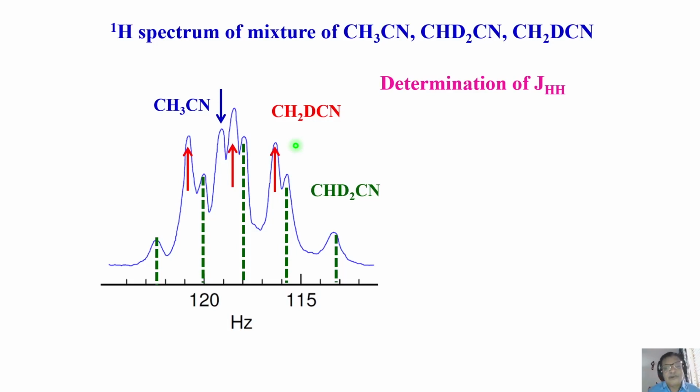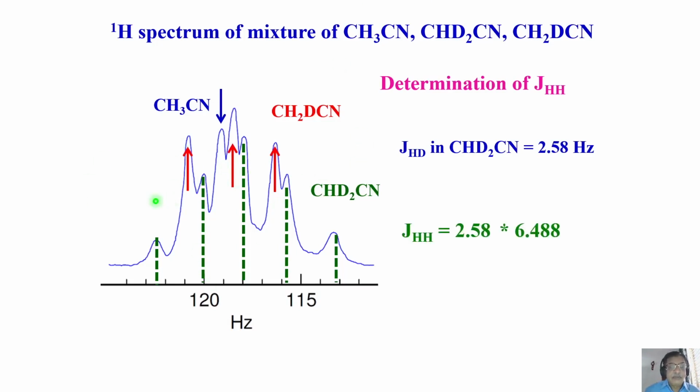Normally, it is expressed in parts per billion, or sometimes, if it is a large value, parts per million. Now coming back to our J calculation, I can measure JHD from the spectrum, either this one or this one, any of them you take. The measured value is about 2.6 Hertz. Multiply with the gamma of deuterium, and the coupling you get for CH3CN, proton-proton coupling, is 16.74. Indirectly we got the JHH between the protons in CH3CN, although in the proton spectrum we get a single peak.